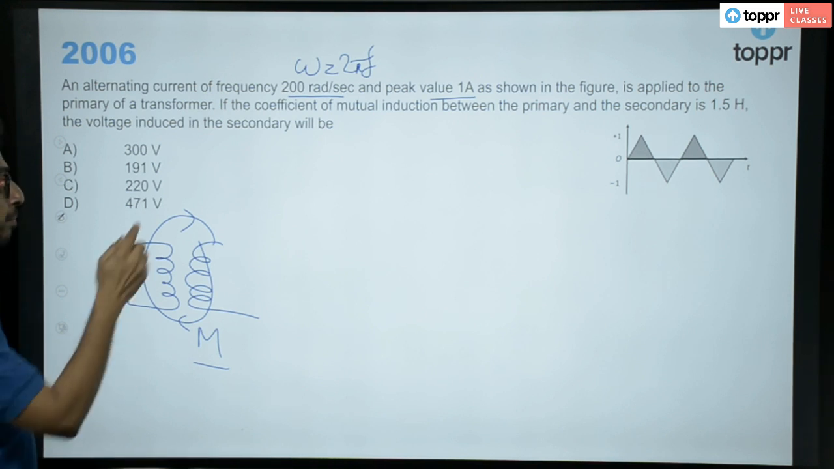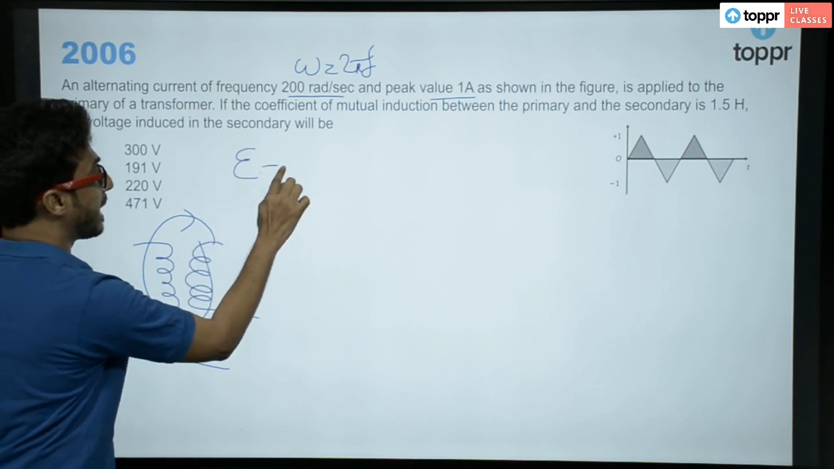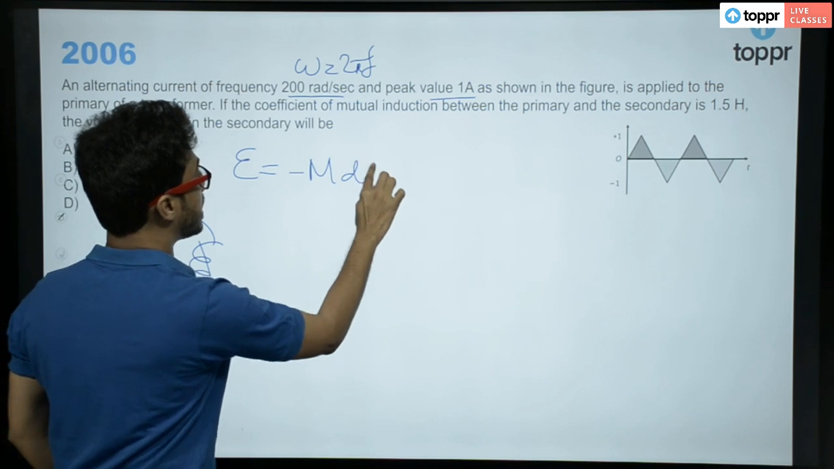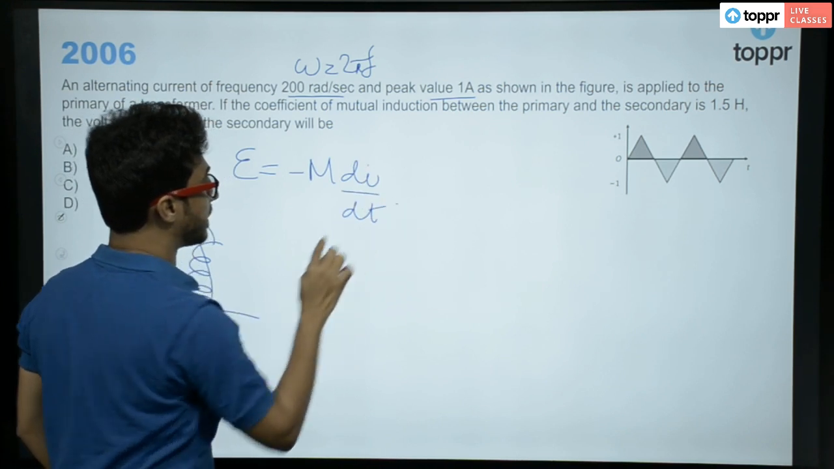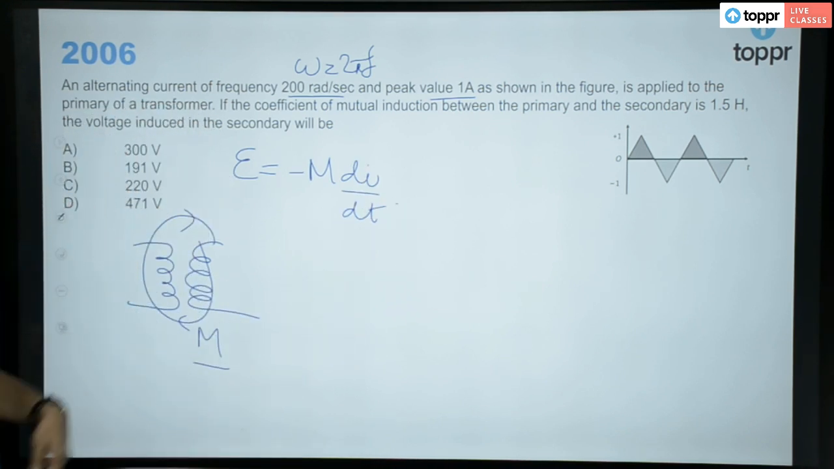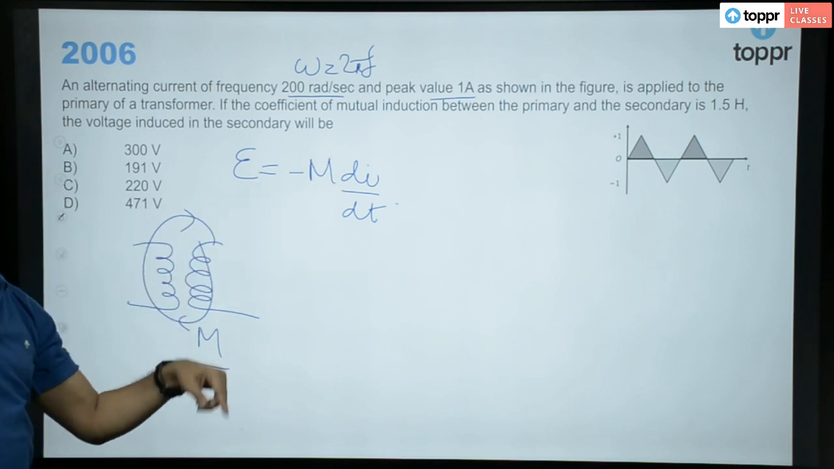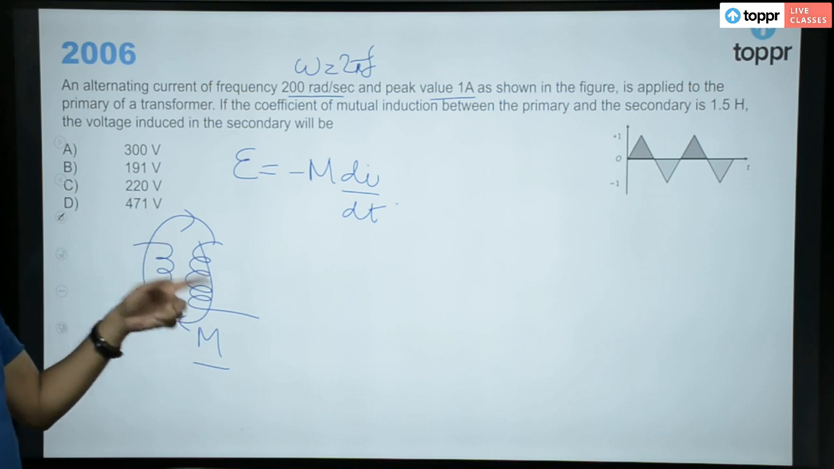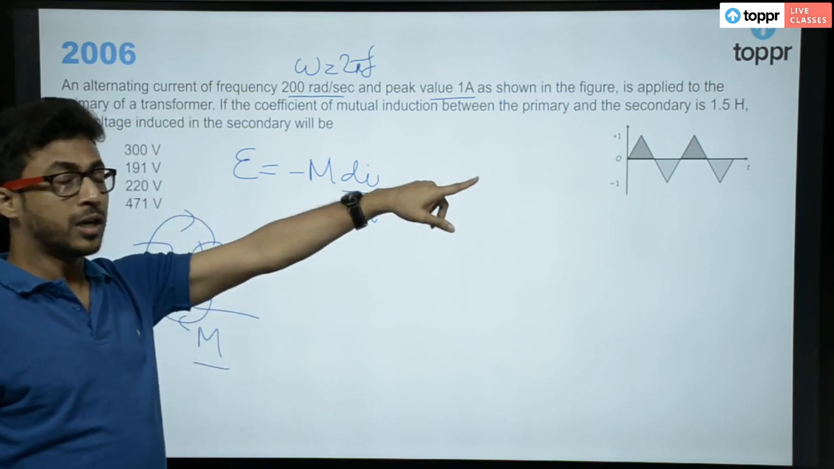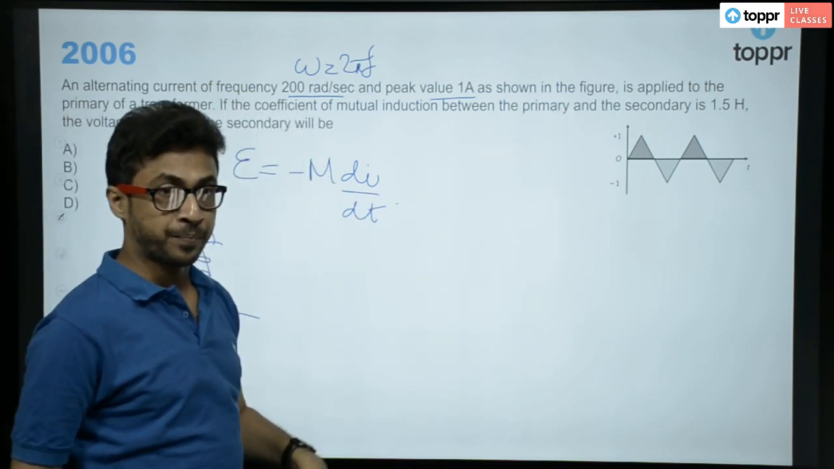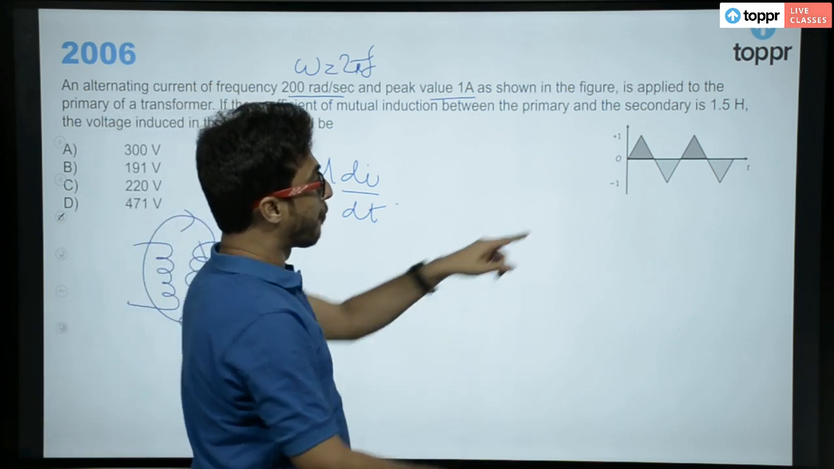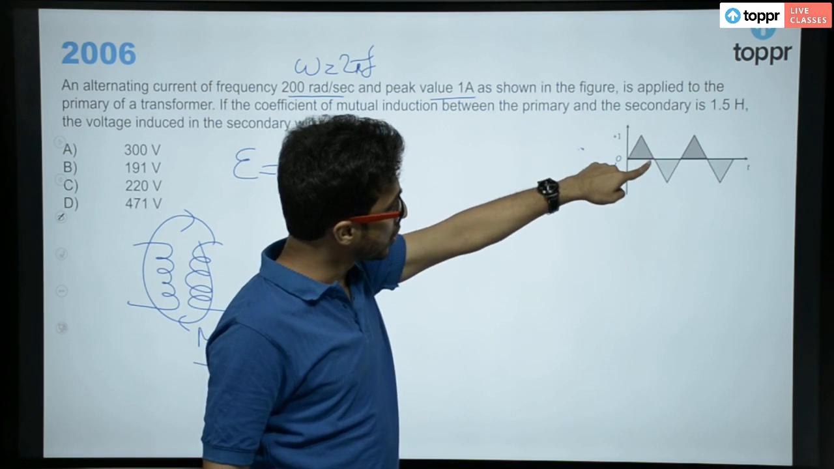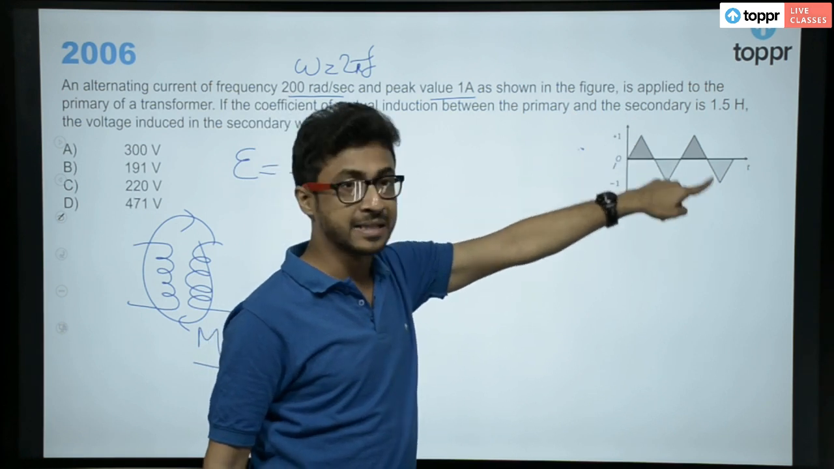Here also the main formula remains the same: E equals minus M di by dt. The M we know. We have to find out the di by dt. I and t are not given specifically, but see how the current is changing. The current is changing from 0 to a maximum of 1, then 1 to 0, again to minus 1, like this.